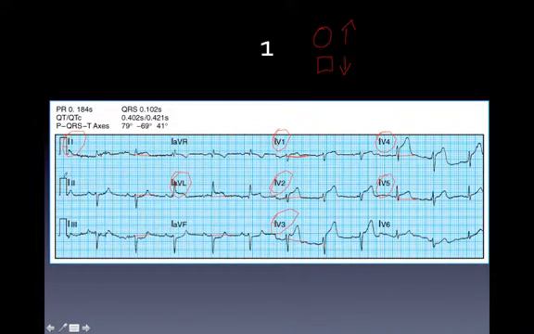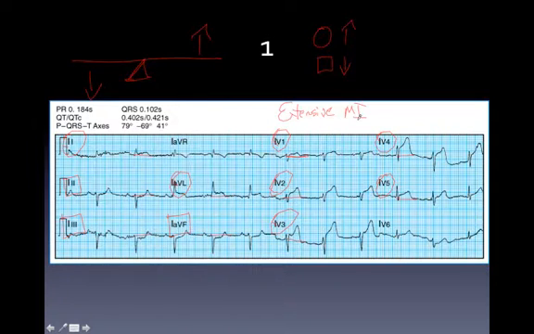And we have depression. Now the question is, do we have a reciprocal change? And the answer is yes, we do. So what would we call this? We have an extensive myocardial infarction. The infarction is confirmed by the reciprocal change in 2, 3, and AVF.